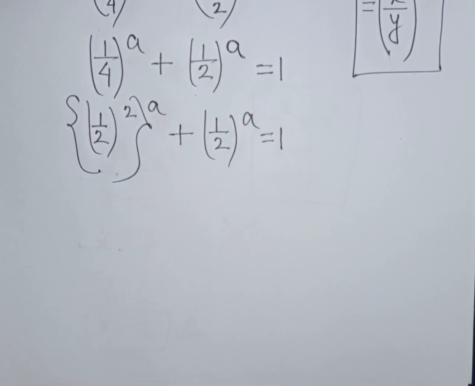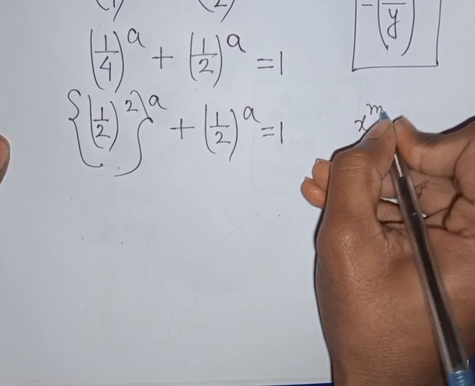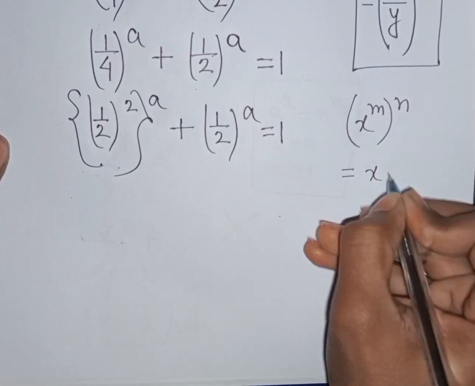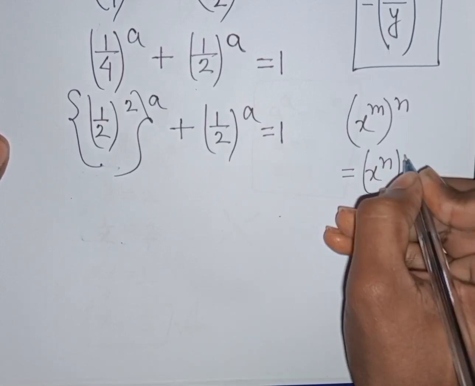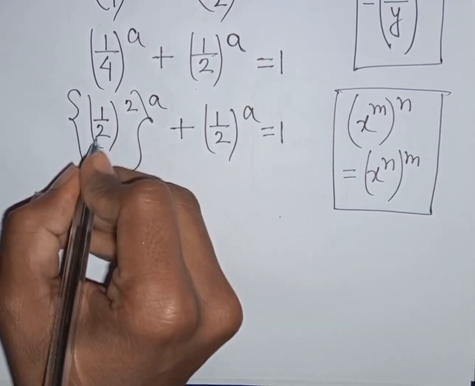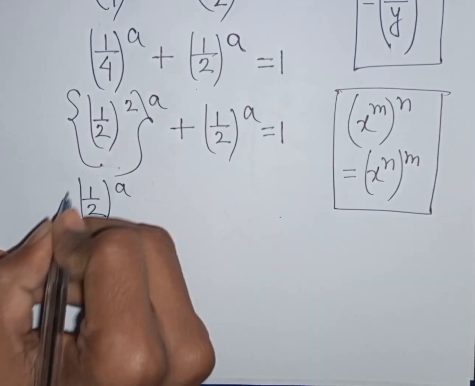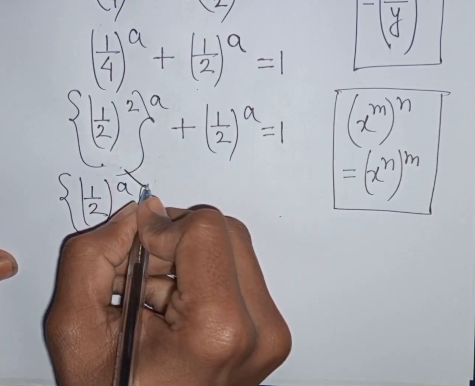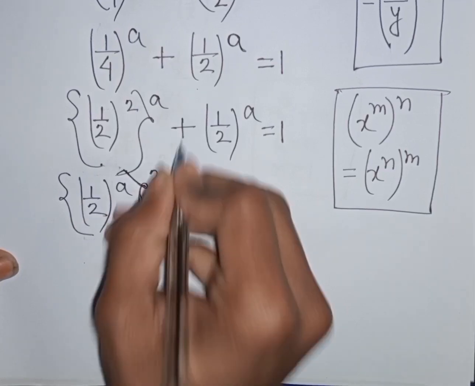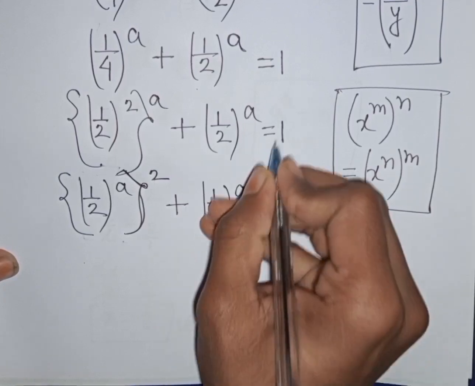Now here we can apply this exponential rule that (x^m)^n is equal to (x^n)^m. So according to this exponential rule, we can write here (1 by 2) bracket power a, then second bracket power of 2, plus (1 by 2) bracket power a is equal to 1.